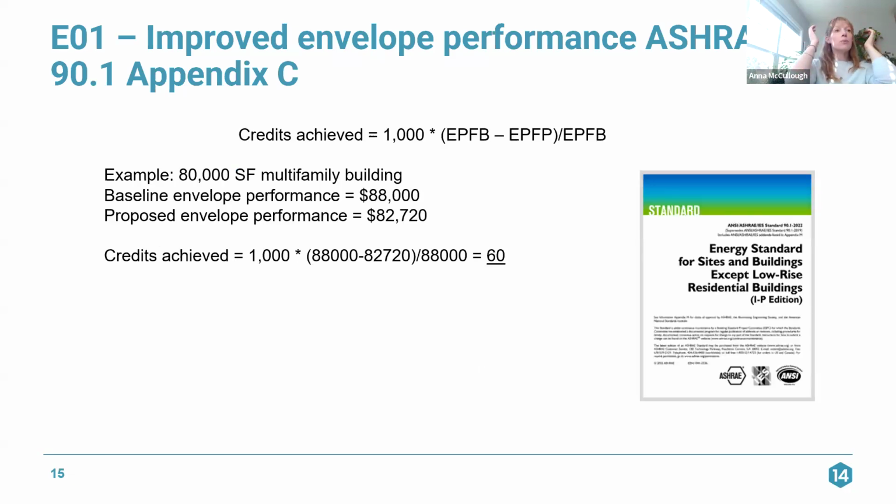So, for example, we have an 80,000 square foot multifamily building. The baseline envelope performance comes in at $88,000. The proposed envelope performance comes in at $82,720, which is a pretty good reduction. You're going to achieve 60 credits using that calculation. So you're using the baseline annual energy cost minus the proposed, divided by the baseline, times 1,000. And that's how we get to our 60 credits.